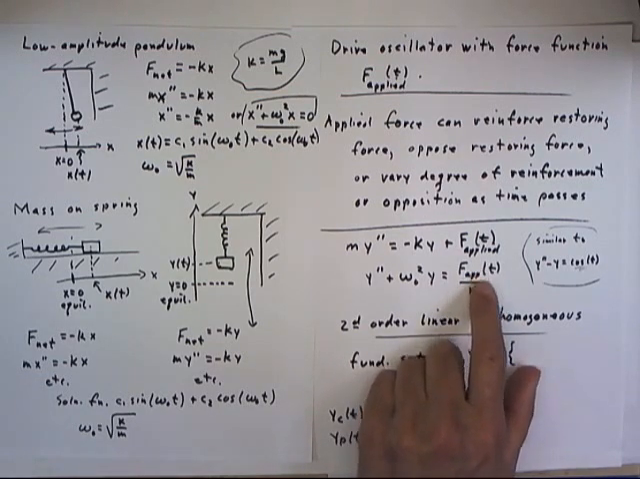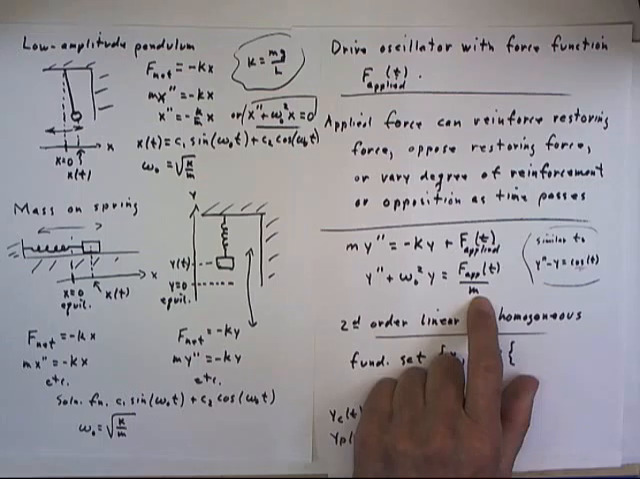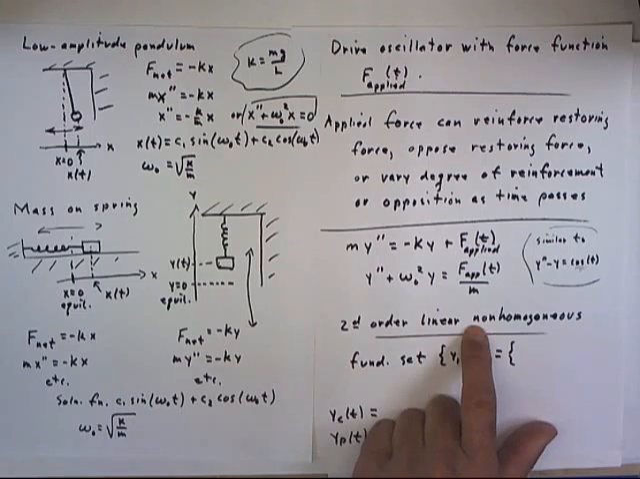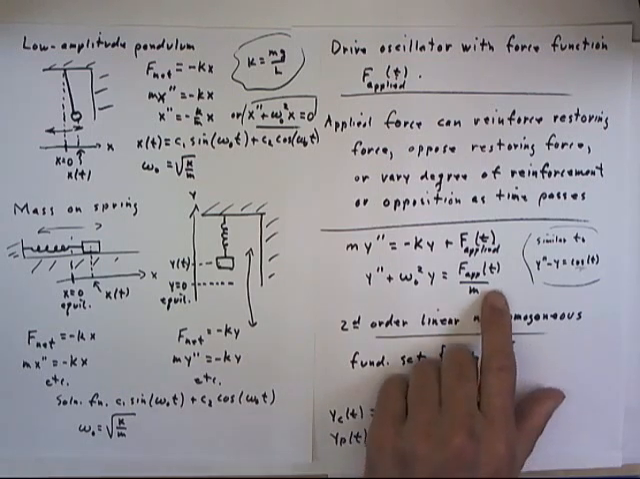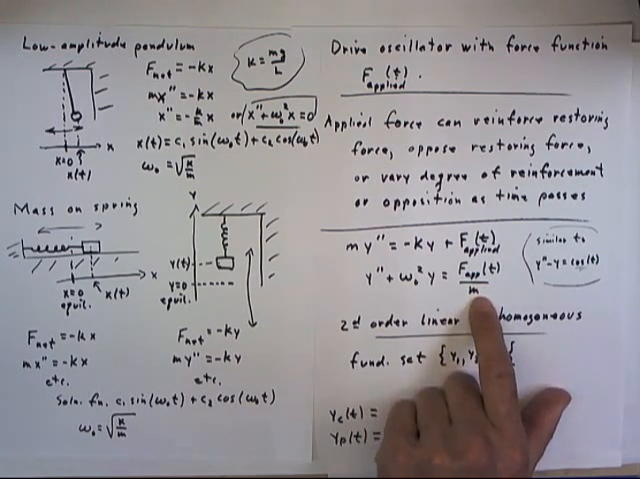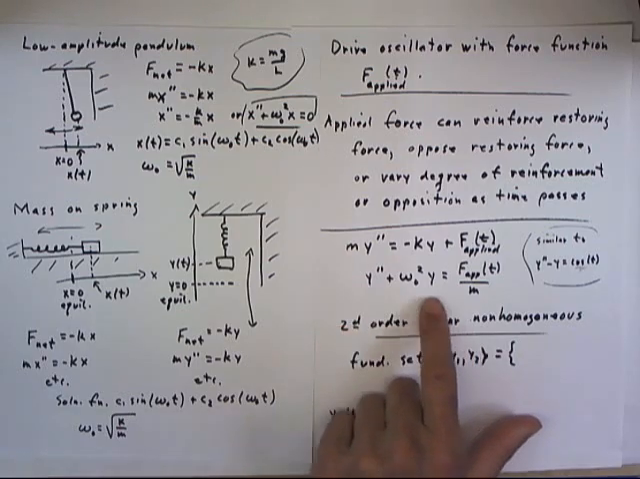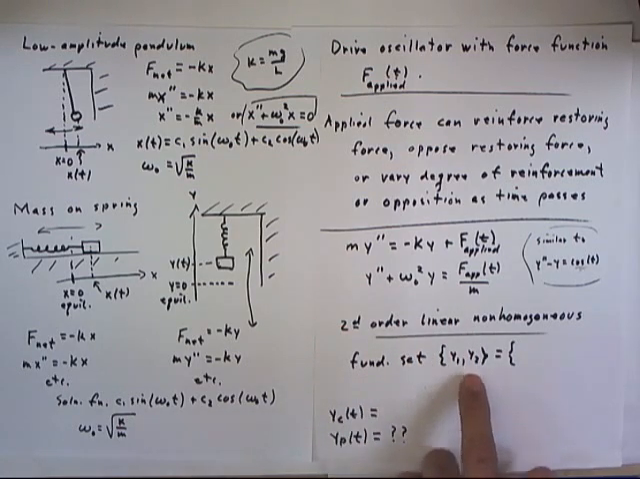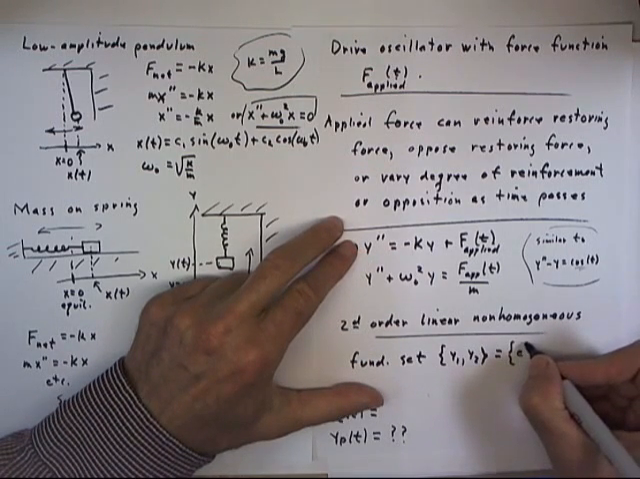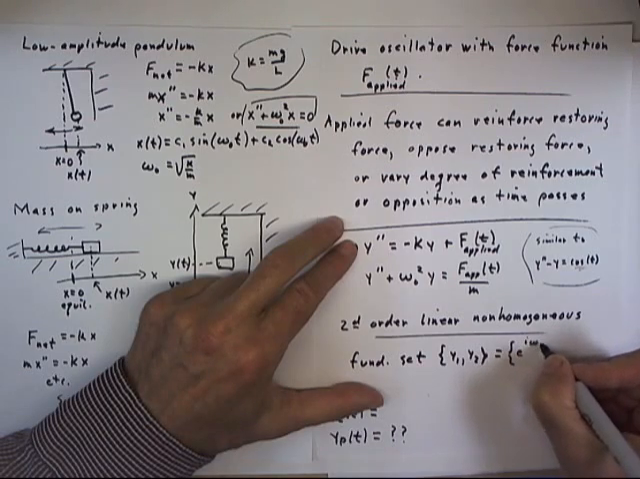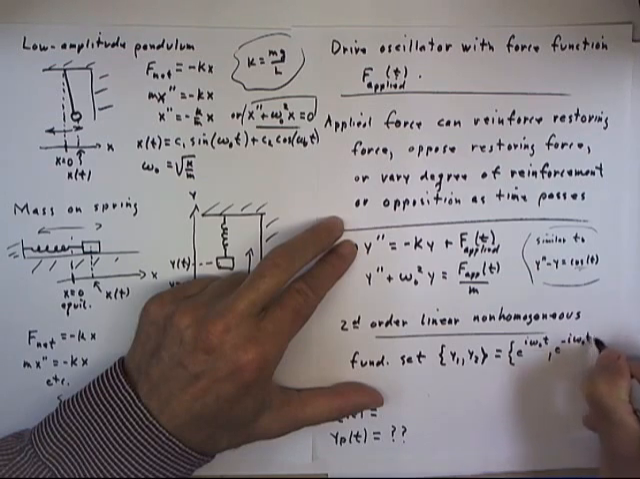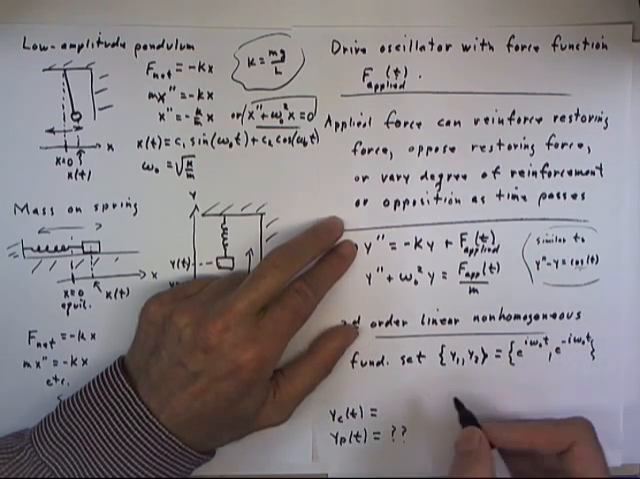It could be that our applied force is such that we can use undetermined coefficients to solve the second order linear equation. It could be that we might, in some cases, need to use variation of parameters to solve the non-homogeneous equation. However, the homogeneous equation is going to have a fundamental set y1, y2, which is simply e to the i omega naught t, e to the negative i omega naught t. Should be familiar at this point.